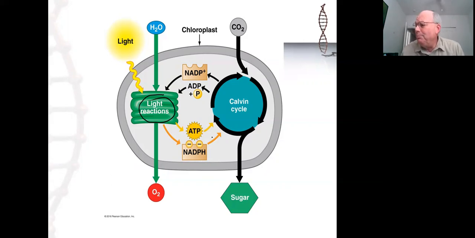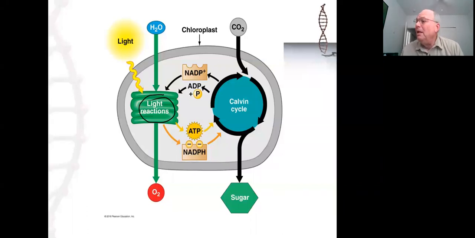The ATP and NADPH then serve as a source of chemical energy, the ATP, and a source of reducing power, the electrons in the NADPH, to drive the Calvin cycle. And in the Calvin cycle, we take carbon dioxide and we reduce it to sugars. We typically say glucose in the equation, but as you'll see, glucose is probably not the best choice.